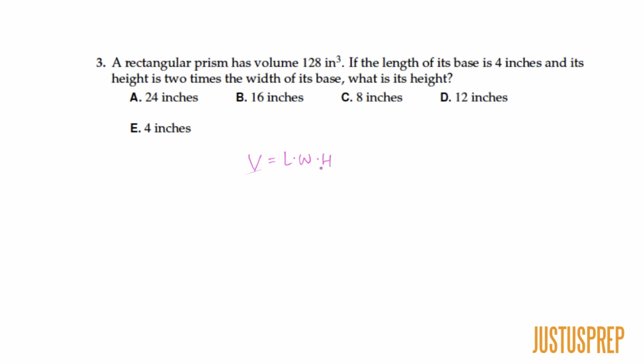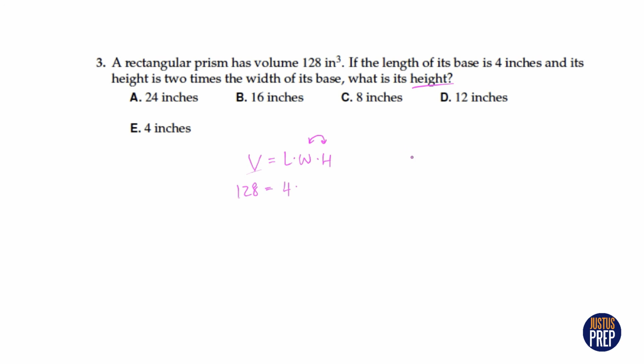So we have 4 variables here. They give us a couple of them. They give us the volume, which is 128, and they give us the length, which is 4. And then they give us a relationship between the width and the height, which we're going to use when we use substitution to solve for h, because that's what they're asking for.